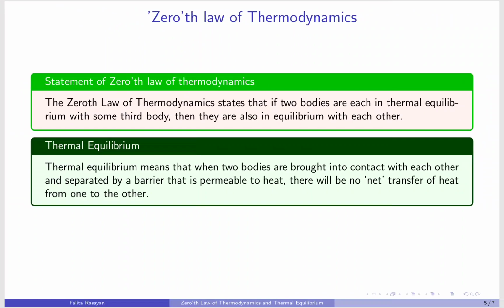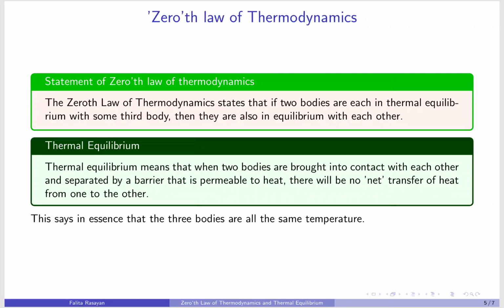What does thermal equilibrium mean then? Thermal equilibrium means that when two bodies are brought into contact with each other and separated by a barrier that is permeable to heat, I mean there is a possibility of heat transfer between the two bodies, a time will come when there will be no net heat transfer from one body to another.